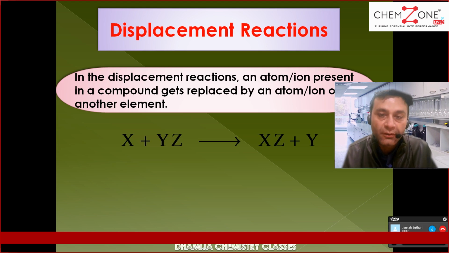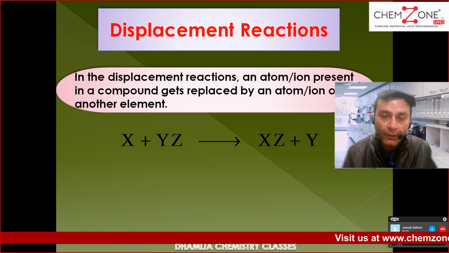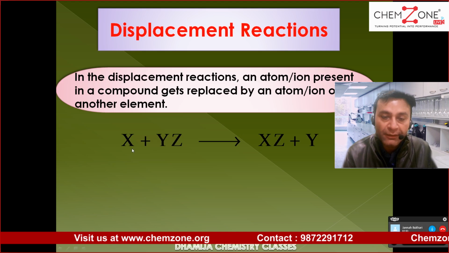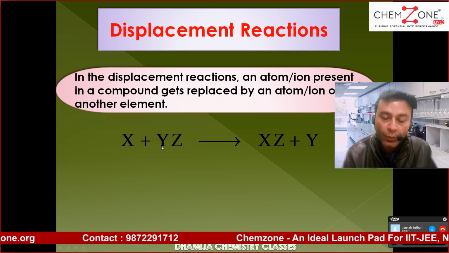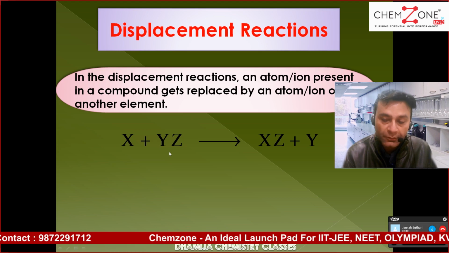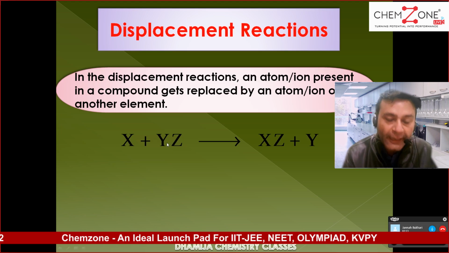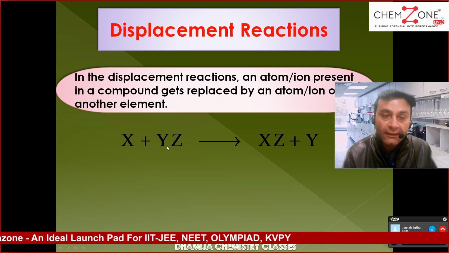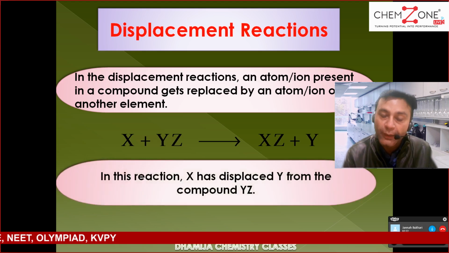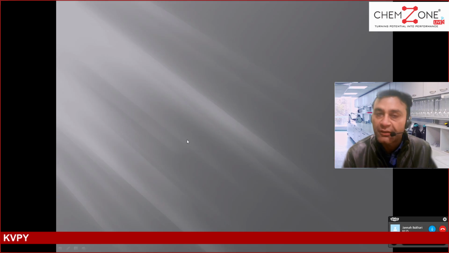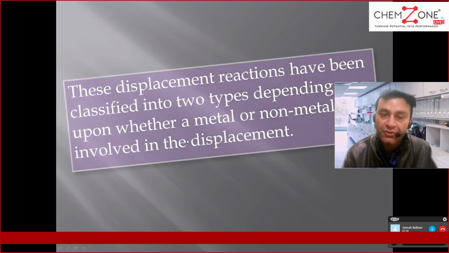Displacement reaction. In a displacement reaction, an atom or ion present in a compound is replaced by the atom or ion of another element. For example, if X is replacing Y, X atom is replacing the atom Y, right? So can I say that X is more reactive than Y? So X has displaced Y from the compound YZ. This type of reaction is called a displacement reaction.